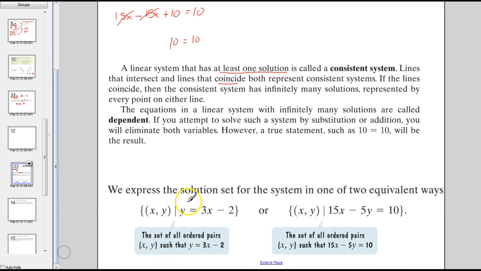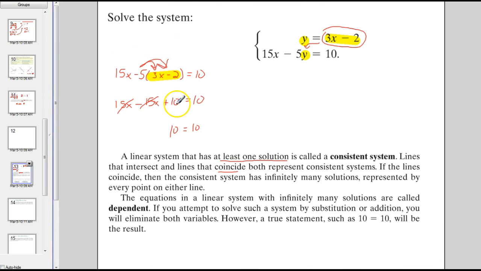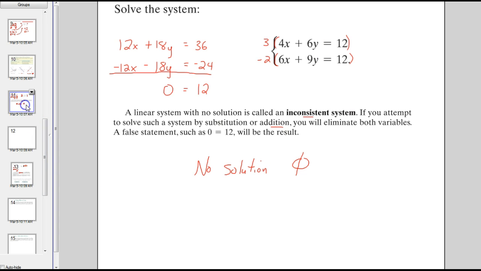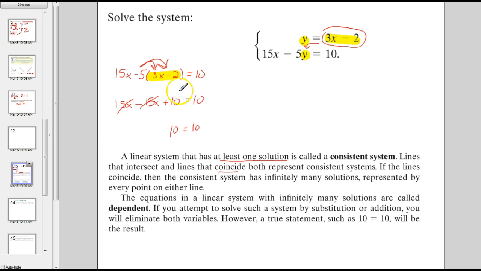So if you go through your work and all your variables cancel and you're left with a true statement, that's a consistent dependent system. But if you go through your work and you're left with a false statement, then that is an inconsistent system. There is no solution. These are parallel lines. These are lines that line up one on top of the other.